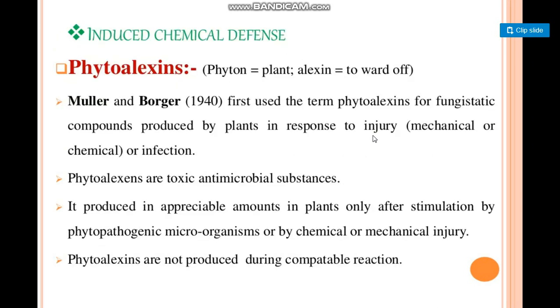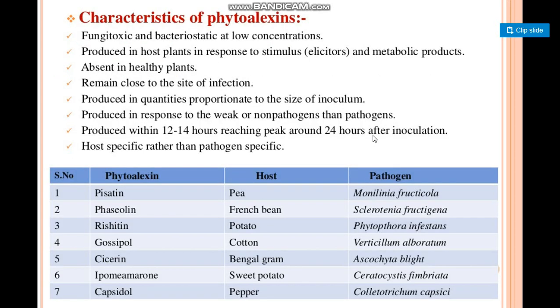Induced chemical defense, like phytoalexins. Muller and Borger first used this term. Phytoalexins are toxic antimicrobial substances produced in appreciable amounts in plants. They are fungitoxic and bacteriostatic at low concentrations, absent in healthy plants, remain close to the site of infection, and are produced in quantity proportionate to the size of the inoculum. Examples are pisatin found in peas, phaseollin found in French bean, and rishitin found in potato. These are the important examples. Gossypol is present in cotton and capsidiol in pepper.